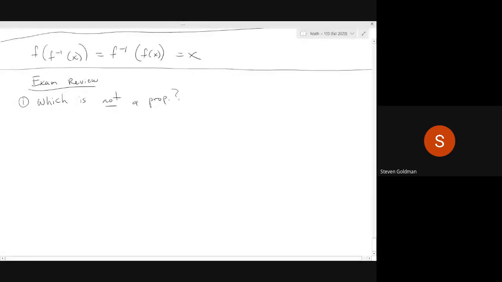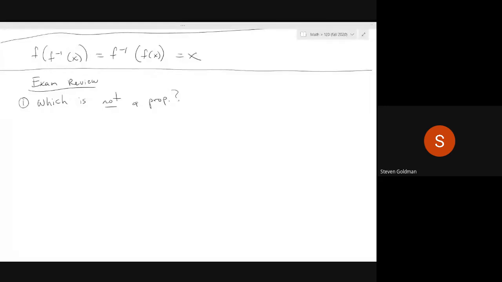You were given 4 choices. A was the statement water is wet. That is a proposition, right? It's a declarative statement. B was the statement x is less than 7. That one is not a proposition. Why? Because you have no context about what x is, so you can't determine if it's a true or false statement.